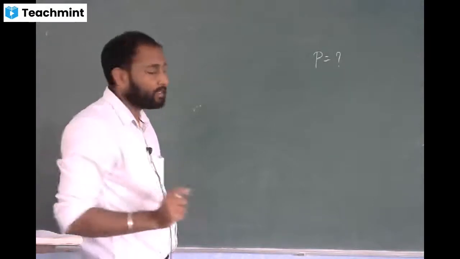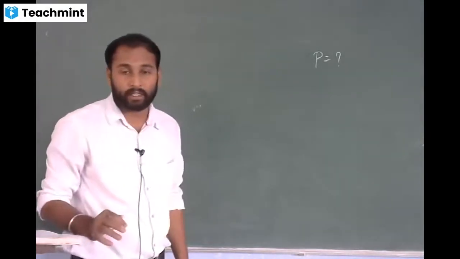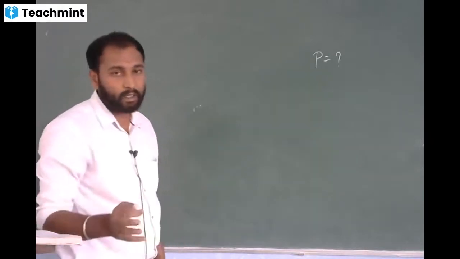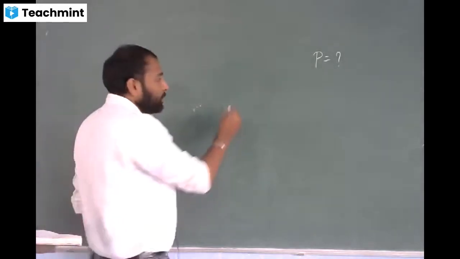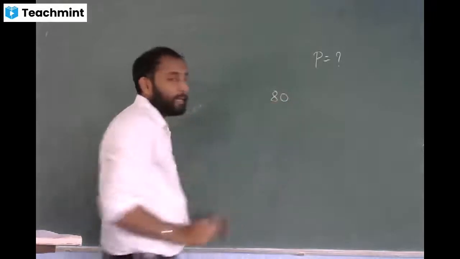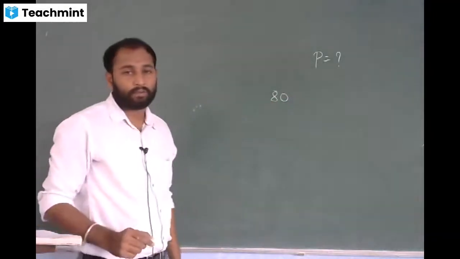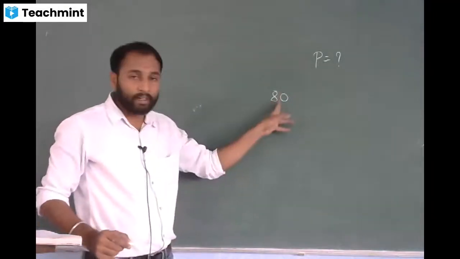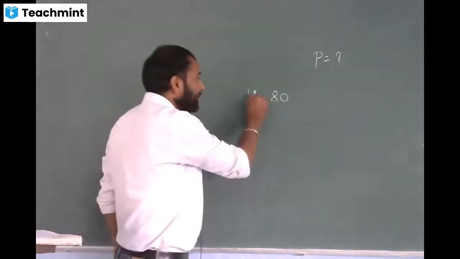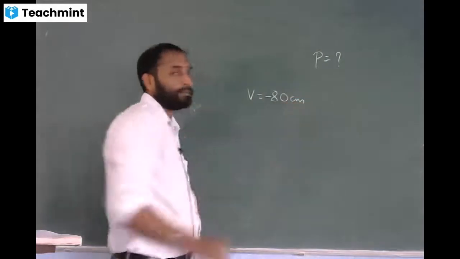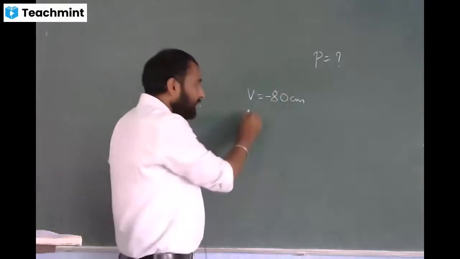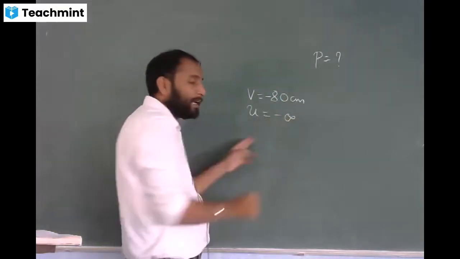Myopia means he can see near objects clearly, but he cannot see far or distant objects clearly. So up to 80 centimeter he will be able to see the objects. At 80 centimeter, the image of the object is formed on the retina. So we will take V as minus 80 centimeter. But as he is suffering from myopia, if he places the object at infinity, he should be able to see the object.